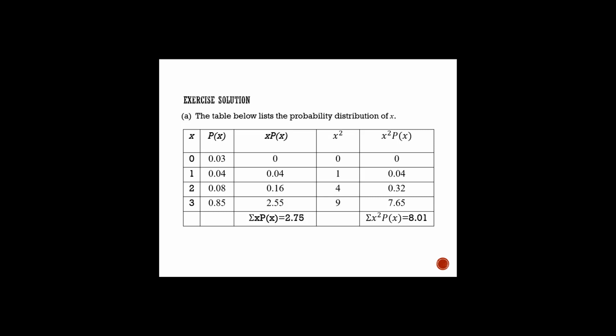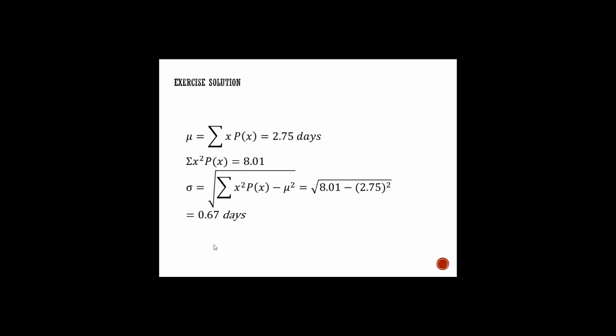The mean, of course, is the sum of x times the probability of x, which comes up to be 2.75. And then we use our sum of x squared times the probability of x to calculate the standard deviation. Here's your calculation for standard deviation. Plugging in 8.01 and subtracting the mean squared gives us 0.67 days.